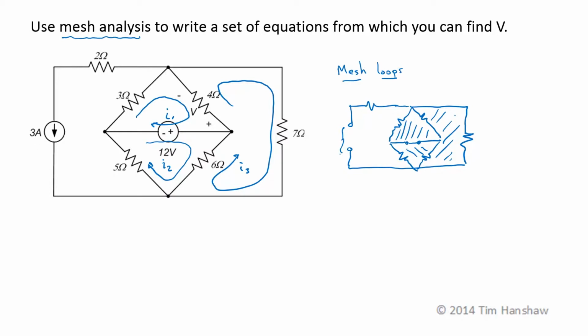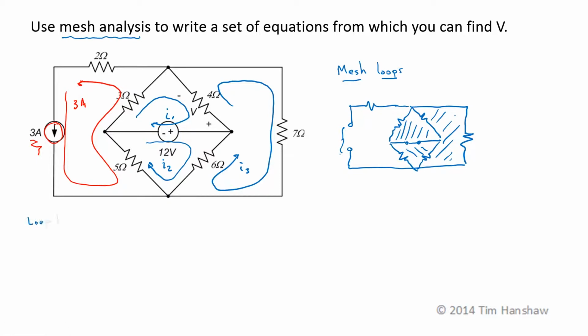Now I need a constrained loop to account for this 3 amp current source. I think I'll run my constrained loop around this right section here, 3 amps. So now that accounts for the magnitude and direction of this current in the current source. Now I just write KVL around my 3 mesh loops.